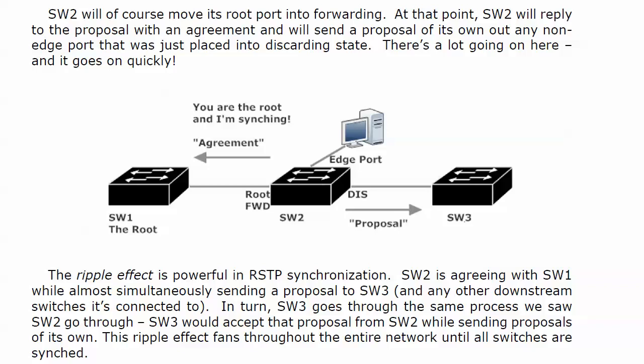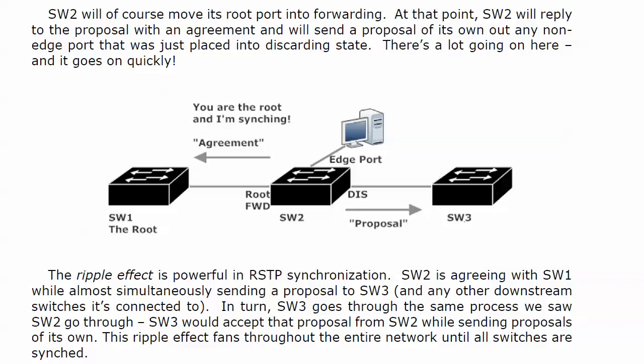So this process that we've just seen between 1 and 2, where you have the proposal, and then you have the self-synchronization, and then you have the agreement, that's going to happen on every switch downstream from switch 2 now. And then all the switches that are downstream from all the switches that just did that, it just keeps going and going. And again, I call it the ripple effect. It's very powerful, because switch 2 here is agreeing with 1 while almost simultaneously sending a proposal to 3 and any other downstream switches it's connected to.